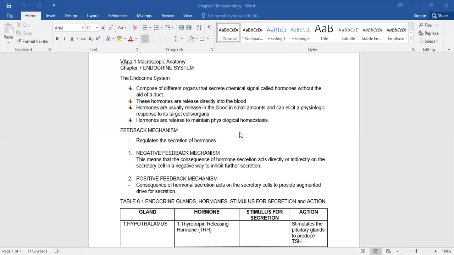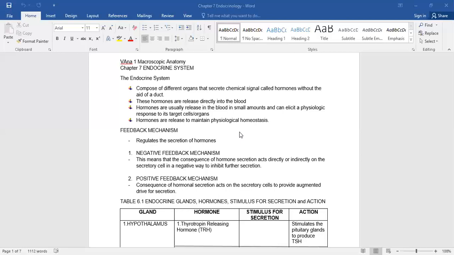So the endocrine system is composed of the different organs that secrete chemical signals called hormones without the aid of a duct. So these hormones are often being released directly into the blood. And these hormones are usually released in the blood in small amounts and can elicit a physiologic response in their target organs. And hormones are released to maintain physiological homeostasis.